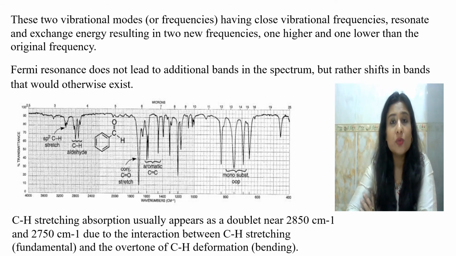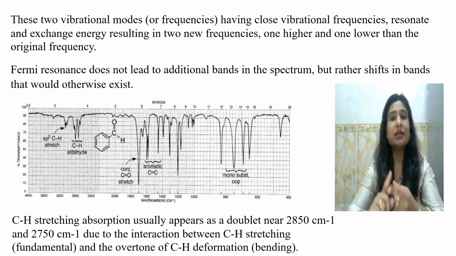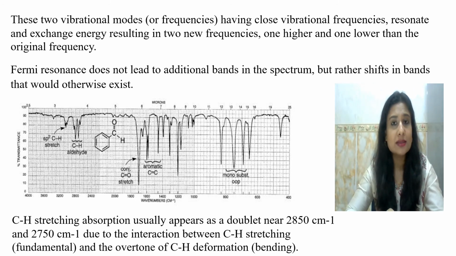In this example, we see the CH stretch appears as a doublet, and it is caused by the interaction between the CH stretch and the overtone of the CH stretch. One is the fundamental band produced by the CH stretch, and the other is the overtone band produced by the stretching of the CH. You can see they are quite close by and they appear as a doublet. Okay.